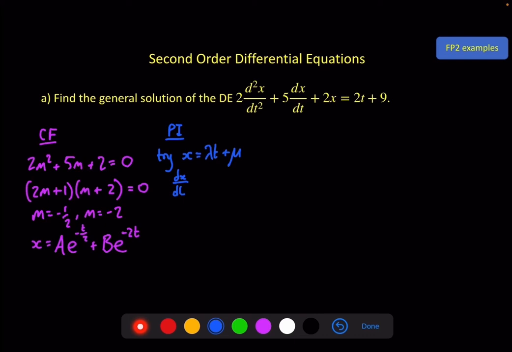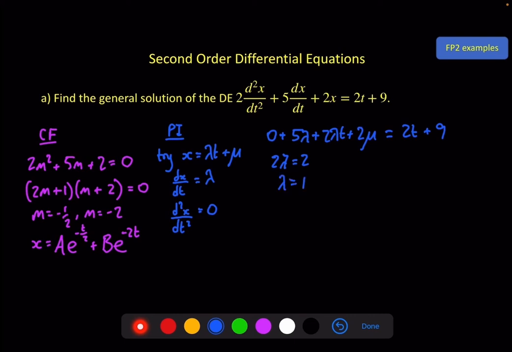So the first derivative with respect to t is lambda, and the second derivative is 0. When we put that in, 2 times 0 is 0, plus 5 times lambda is 5 lambda, plus 2 times lambda t plus mu, 2 lambda t plus 2 mu, and all of that has to equal 2t plus 9. So equating my t coefficients, I get 2 lambda is equal to 2, which means lambda equals 1. And the constants, 5 lambda plus 2 mu, which we now know is 5 plus 2 mu, has to equal 9, which means 2 mu equals 4, and mu equals 2. Great. So our particular integral for x is equal to lambda t, so that's t, plus mu, that's 2.